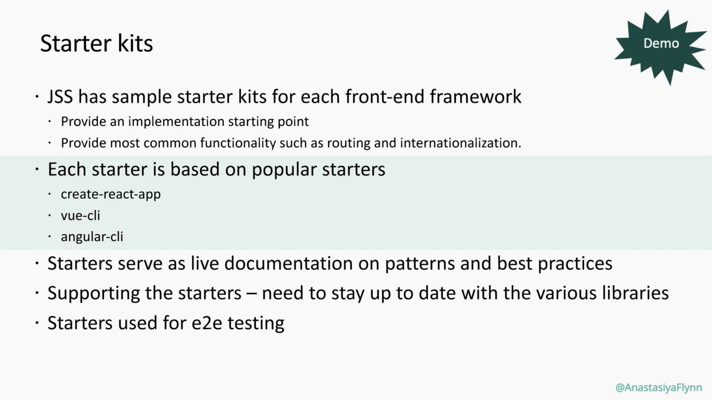For example, our starters have a dependency on Apollo because we want to show examples of how to use GraphQL. And Apollo is a dependency that comes with a lot of overhead. They're constantly iterating and making changes to improve performance. So we have to stay up to speed and test for breaking changes.